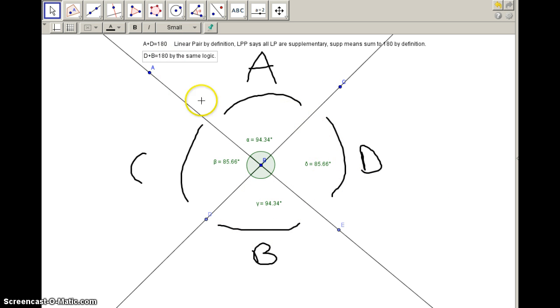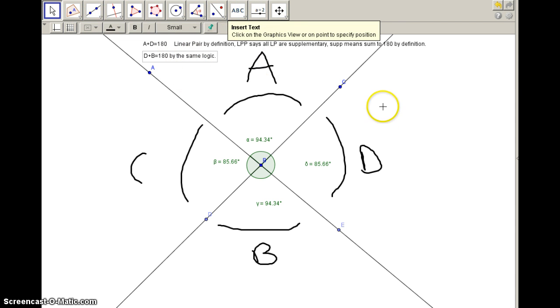All right. So now, since these are both equal to 180 degrees, there is a property that says if two things are equal to the same thing, then they're equal to each other. That's called the transitive property. It's like saying, if I have $50 and you have $50, then we both have the same amount, right? That's the transitive property, basically.